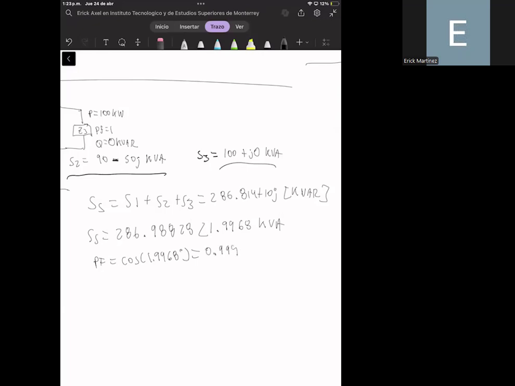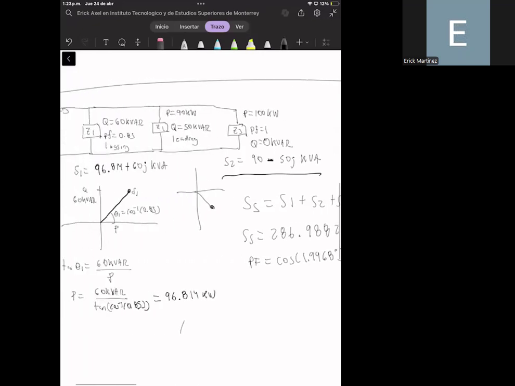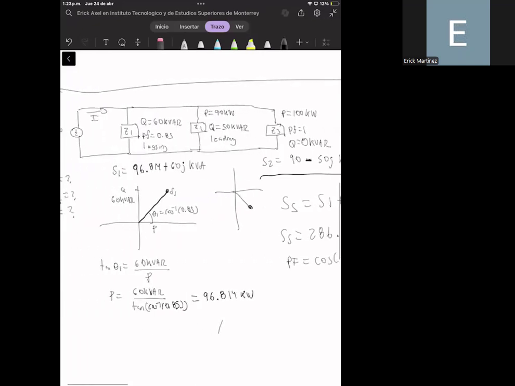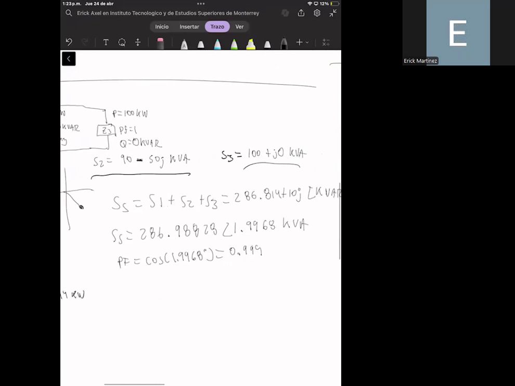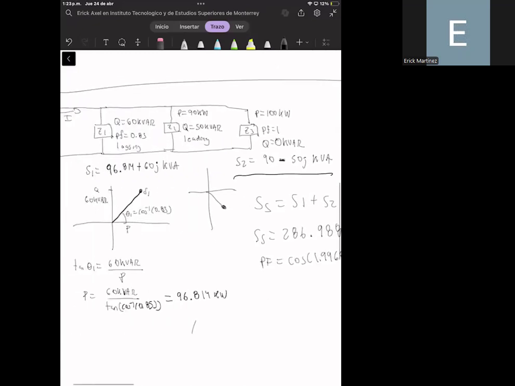So this is the power factor of the combined three loads.